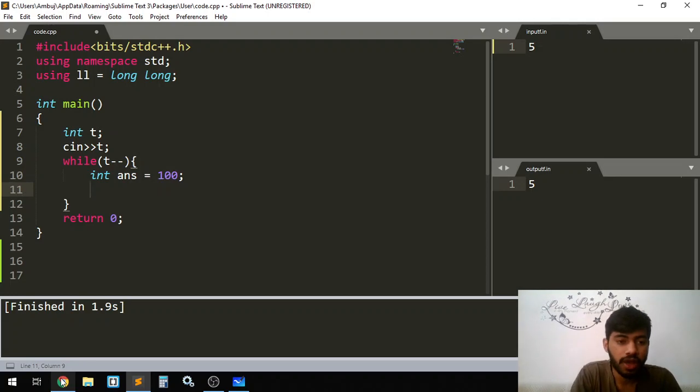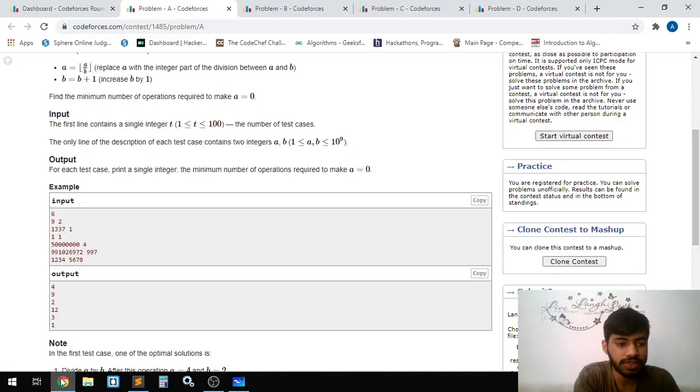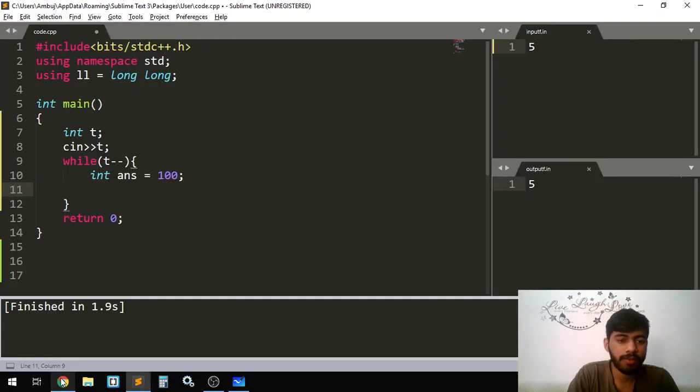Okay, so now I just need to iterate over b. So I just add something to b, like i equals 0, and i should be less than like 20, and i plus plus.